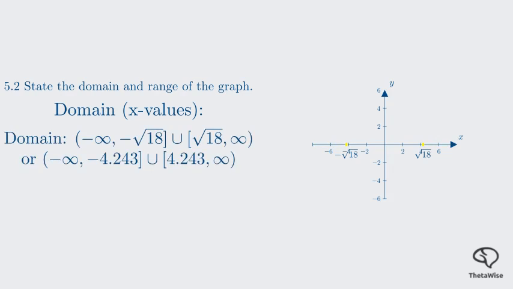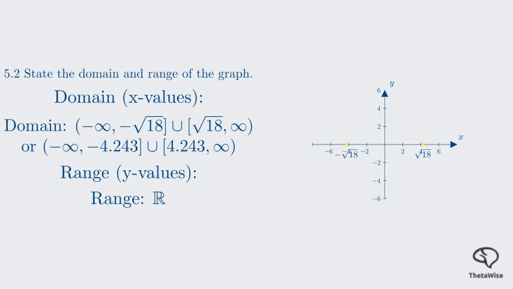The first interval is from negative infinity to negative radical 18, inclusive. The second interval is from radical 18 to positive infinity, inclusive. Remember, the square root of 18 is approximately 4.243. Now for the range, the y-values. Looking at the vertical extent of the graph, we can see that the branches extend infinitely upwards and downwards. Every y-value is covered by at least one point on the graph. There are no gaps in the vertical direction. Therefore, the range of the graph is all real numbers. We write this as r.